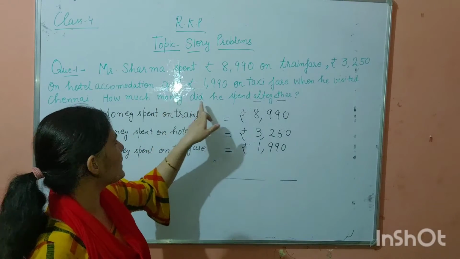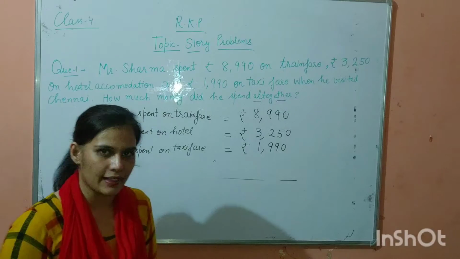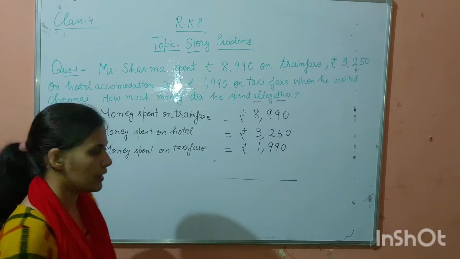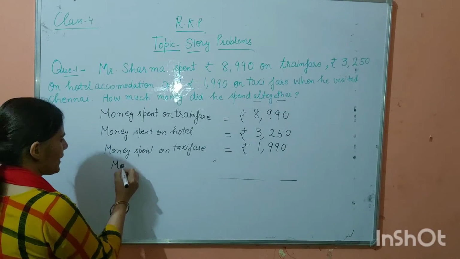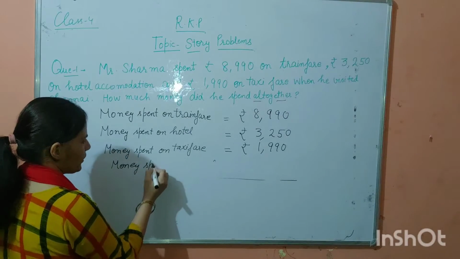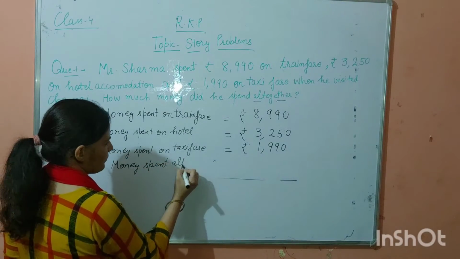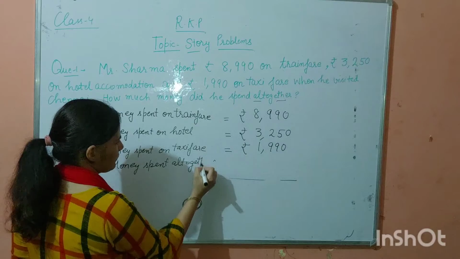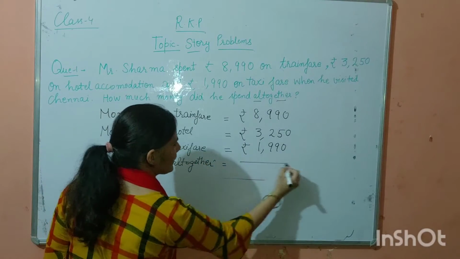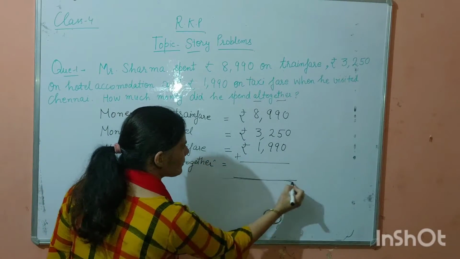And in the question, what did you find? You will find the money spent all together, which means you will add all of this. So, money spent all together. And add it. You can easily add.